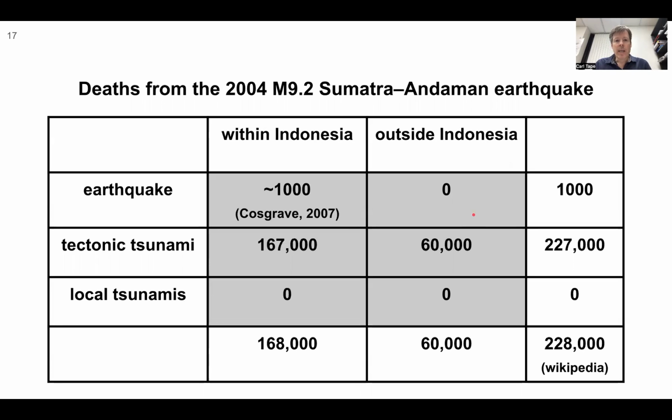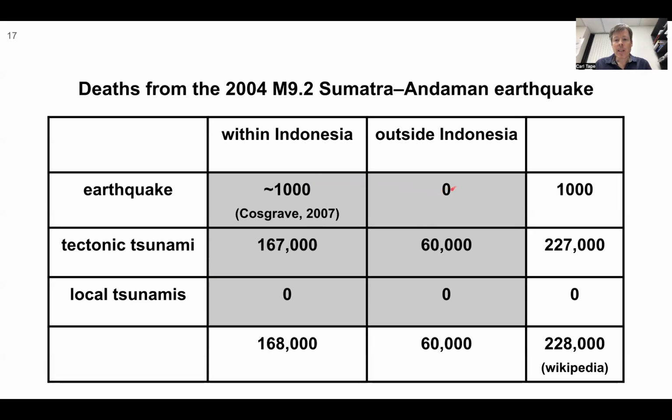We now look toward deaths from the 2004, same magnitude, 9.2 Sumatra Andaman earthquake. And we have the same breakdown. There were no local tsunamis causing any deaths, as far as we know. And among the deaths within Indonesia, 167,000 were caused by the tectonic tsunami, and about 1,000 were caused by the earthquake shaking. So this earthquake, the devastating effects were due to the tsunami.